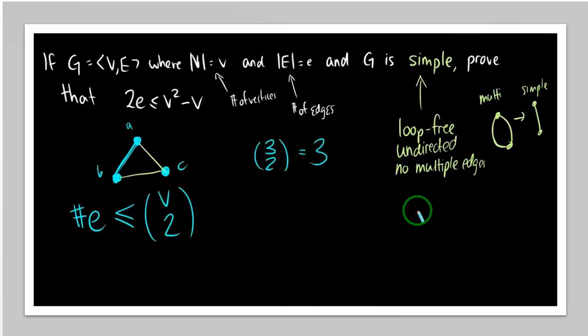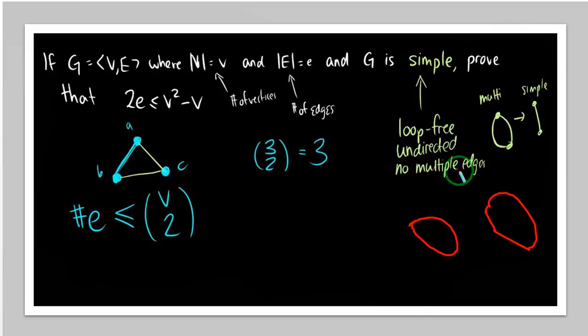So coming to the example, which is a bit complex. He's saying that for graph G, which is a combination of vertices and edges, where V is the vertices and E is the edges, G is a simple graph. Simple graph means it will be loop free. Not a loop like this one. This is a loop. Okay, loop free, undirected, no multiple edges.